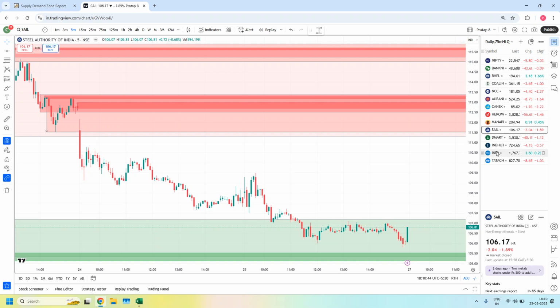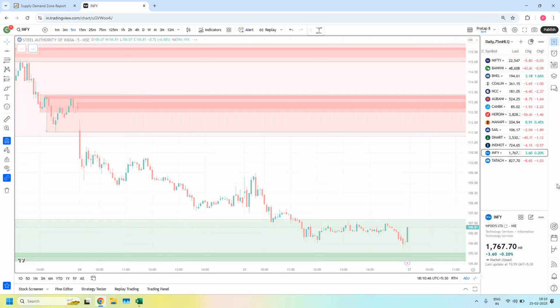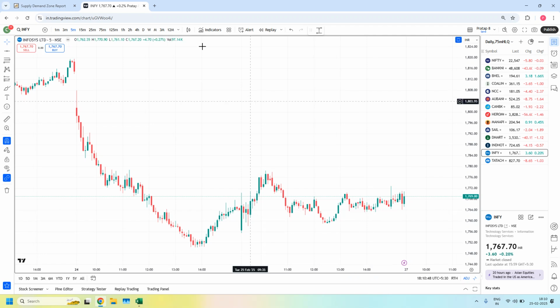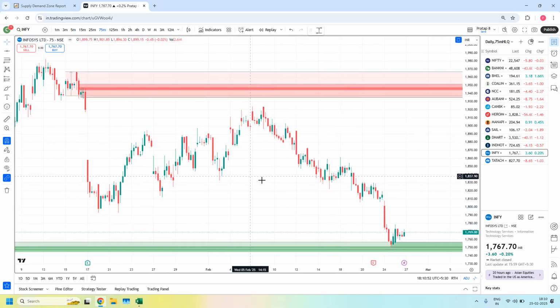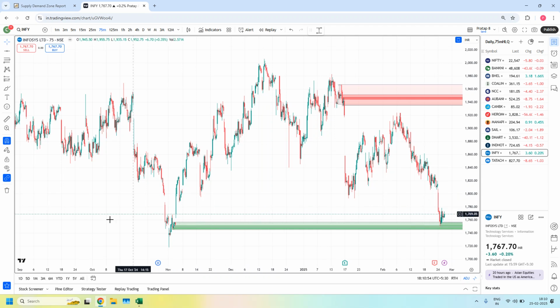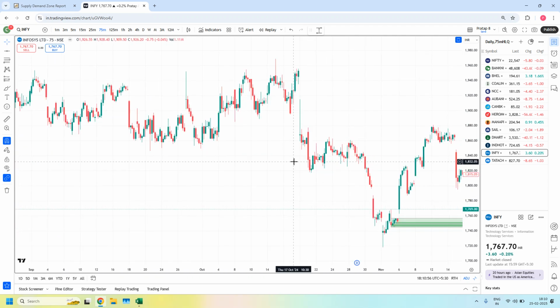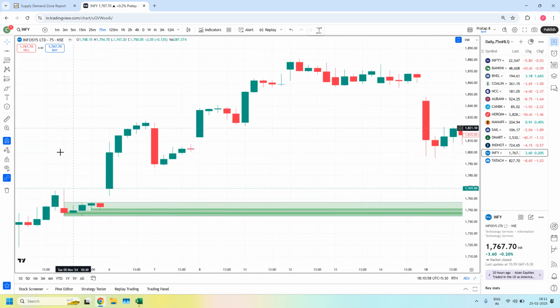And DMart we discussed, and Indian Hotels we discussed, and Infosys is one thing. This is a 75 minutes high liquidity demand zone. When this zone is created, 5th November 2024. This is the drop candle as a leg out. You have 1, 2, 3, 4 base candles and a rally candle with hidden body. This is the 75-minute zone.